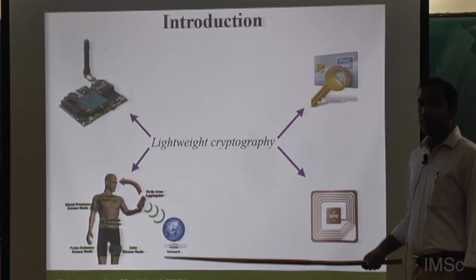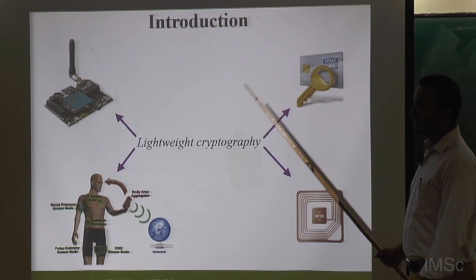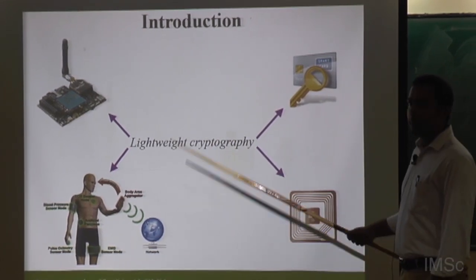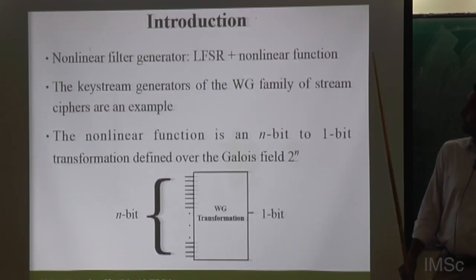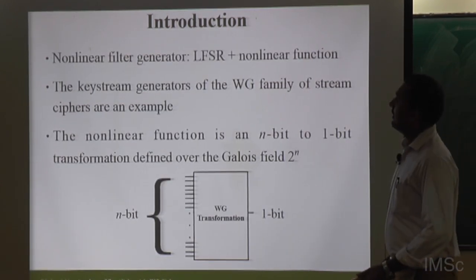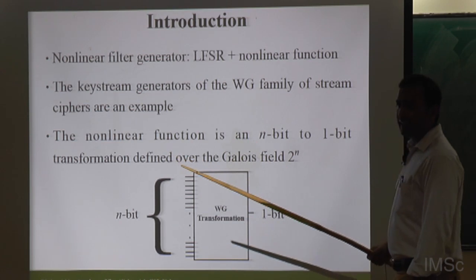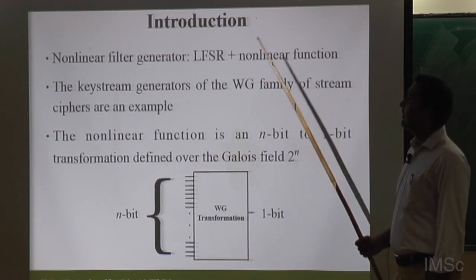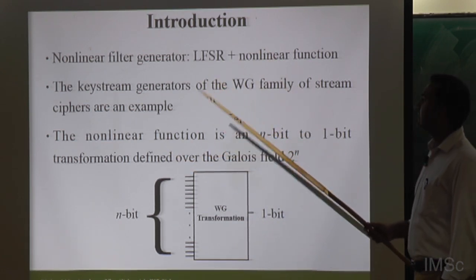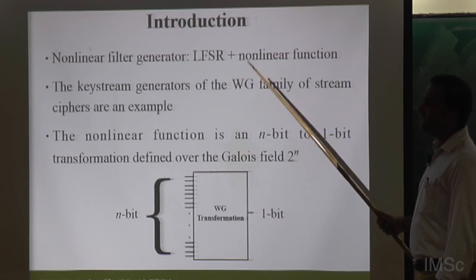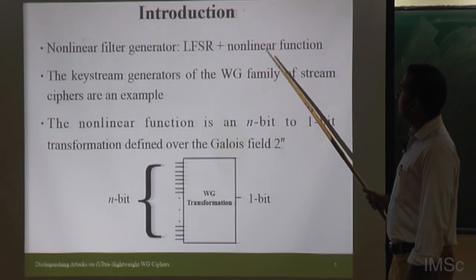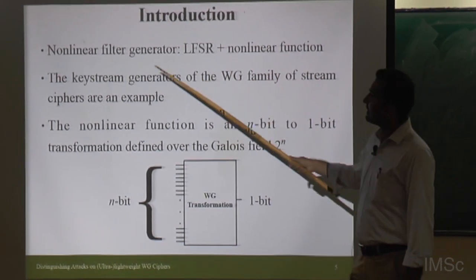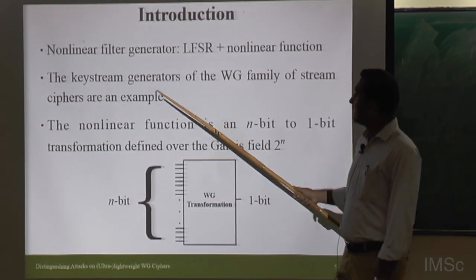We know that with the advent of these kind of hardware constrained devices, the importance of lightweight cryptography is currently growing. LFSR based constructions are very popular among lightweight stream cipher designs, and to augment the linear complexity of the LFSR, we use a nonlinear function, and these kind of combinations are called nonlinear filter generators.